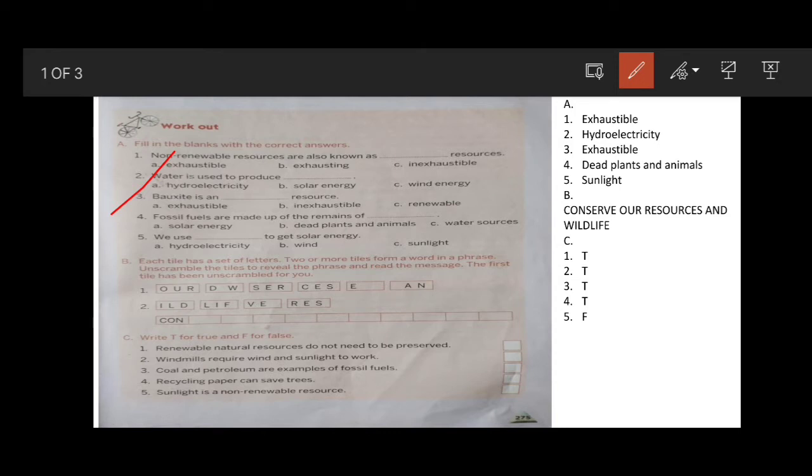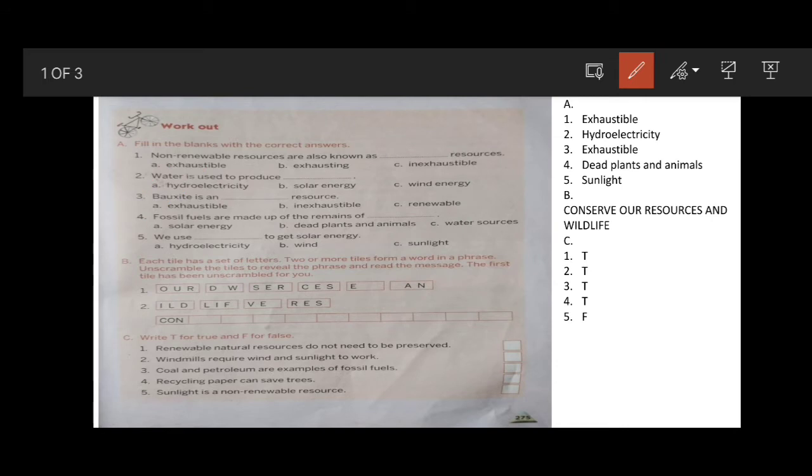The answer is option A. Bauxite is an exhaustible resource. Bauxite is also a non-renewable resource. Bauxite is a rock. It is used in industries to produce different products.